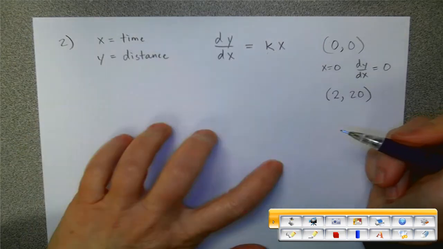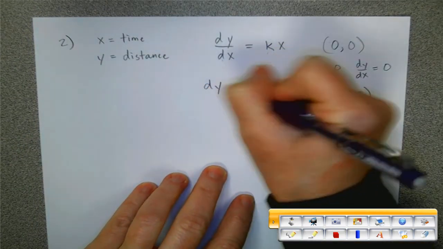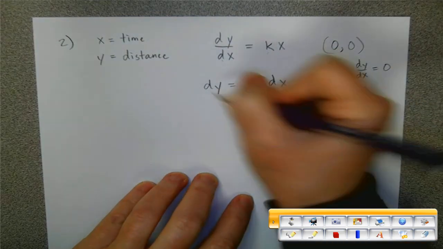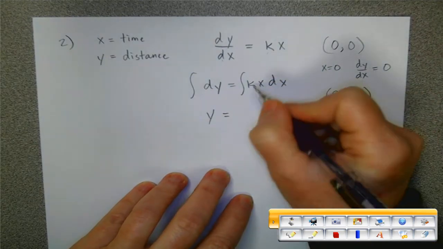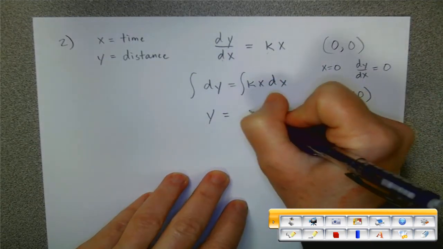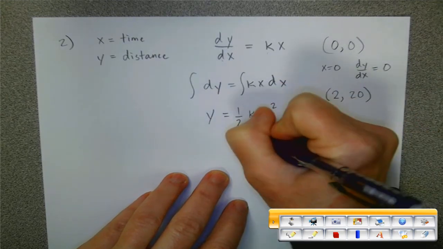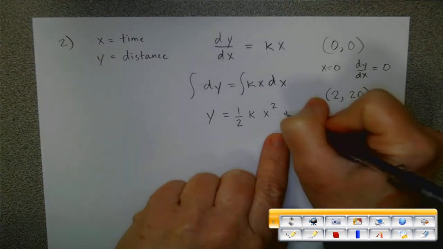So let's go ahead and integrate. So I'm going to separate my variables. dy is equal to kx dx. I'm going to integrate both sides. So I get y is equal to, k is just a constant, so we're just going to keep it. I'm going to add 1 to my exponent and multiply by the reciprocal. That looks familiar. Okay, and then plus the constant of integration.